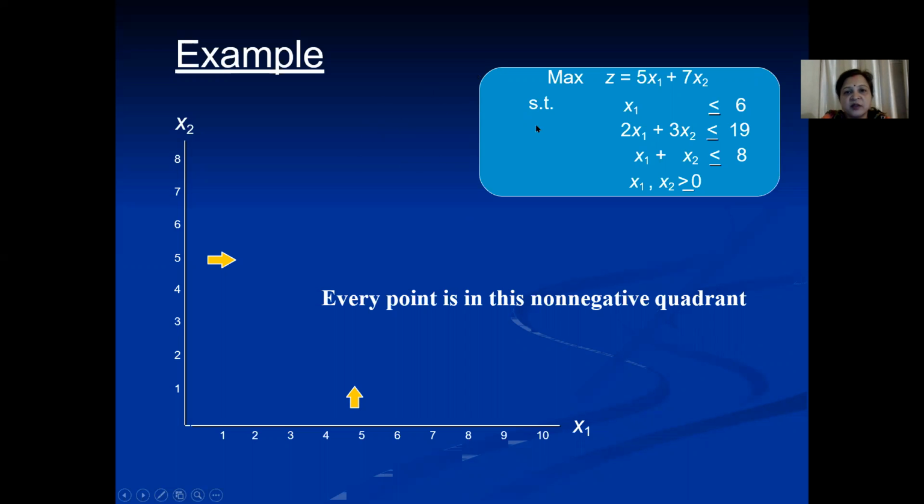So this first example is maximize z equal to 5x1 plus 7x2, and these three inequalities are given. x1, x2 are the non-negativity constraints. So first is x1 less than or equal to 6. Second is 2x1 plus 3x2 less than or equal to 19, and x1 plus x2 less than or equal to 8. So we draw two axes, x1 and x2. Since we have the x1 non-negative condition, every point in this region is non-negative. So we take this positive quadrant.